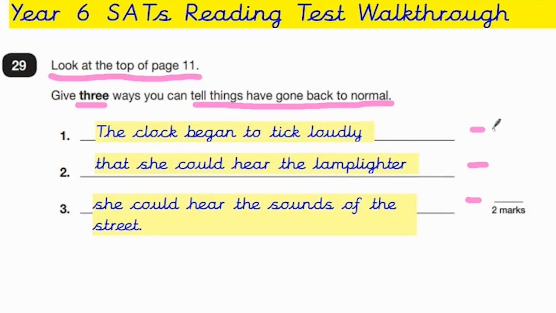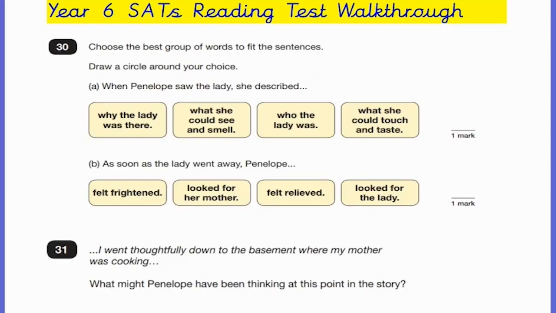Okay, remember, like I've said in other videos, you have to give 3 different things. If you say the same thing twice, you're not going to get a mark for that. You have to pick out, especially if it's saying give 3 ways or give 2 ways, you have to give 3 or 2 different things. Okay, moving on.